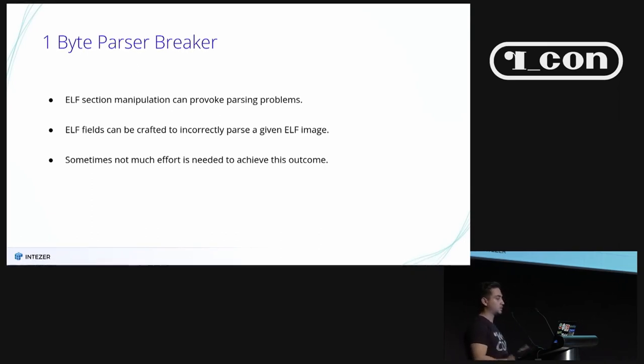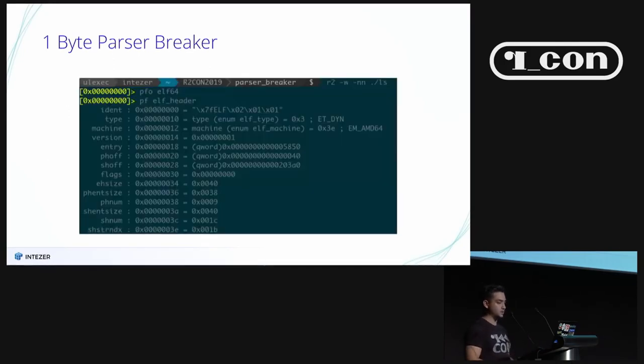There is also a way to make a tool interpret an ELF binary wrongly by modifying one byte. As we saw, ELF section manipulation can provoke parsing problems. However, ELF fields can also be crafted in a way that corrupts the interpretation of an ELF file in much easier ways. So let's go back to Radare and look at an ELF header.